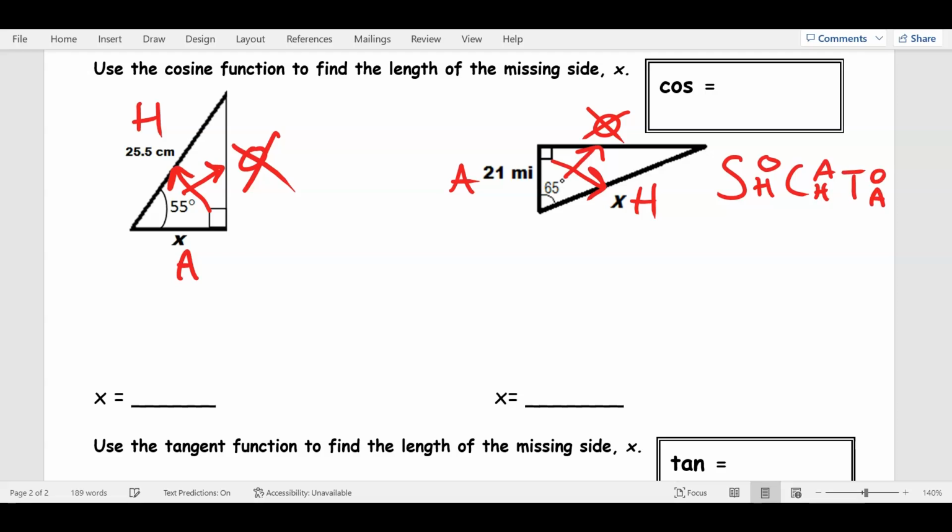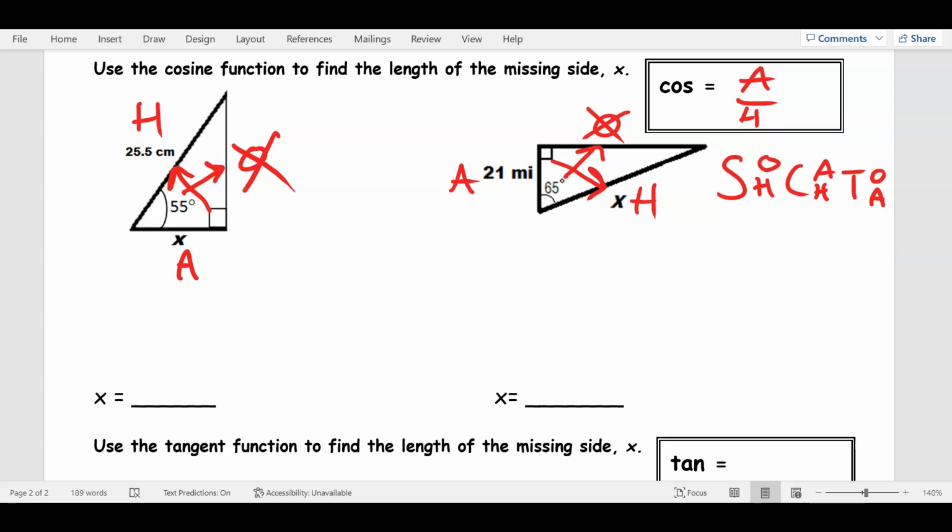So what should I put in this box? What over what? What's cosine? A over H, right? Adjacent over hypotenuse. Now remember, the most common question I get is, which one do I use? Sine, cosine, or tangent? You tell me, on this triangle, if I only have A and H, which one is A and H? Is it sine? Is it tangent? A, H is the one with the C, right? C, A, H. This is cosine, okay?